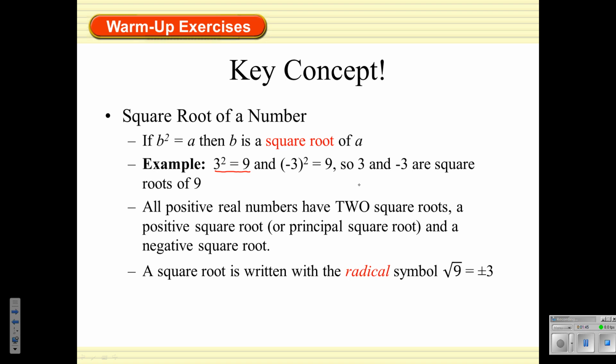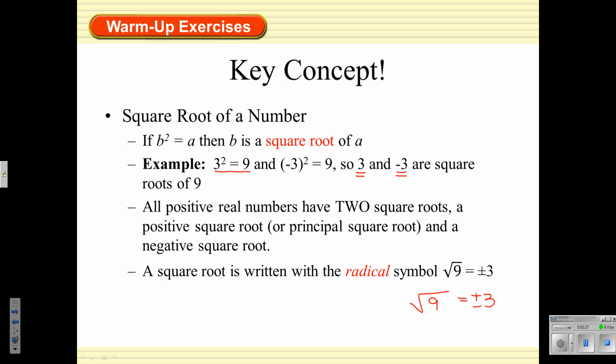Okay? All positive real numbers have 2 square roots. All of them. Only positive real numbers have 2 square roots. They have a positive square root, or the principal square root, and they have a negative square root. So 3 up here would be the positive or principal square root, and this would be the negative square root, because negative 3 times negative 3 is 9. And a square root is written with a radical symbol. The radical symbol is this symbol right here. That's the radical. So the square root of 9 is written like that, and the square root of 9 is positive or negative 3, or positive and negative 3, however you want to look at that.